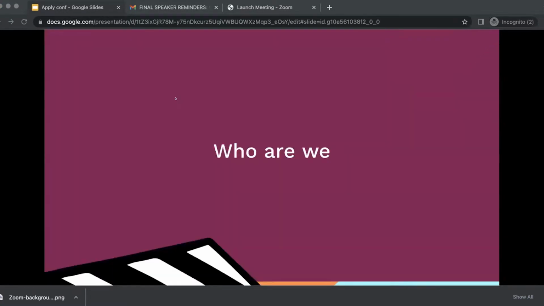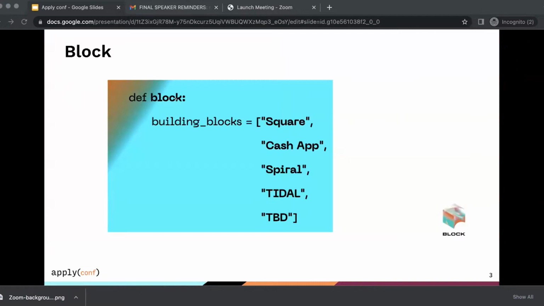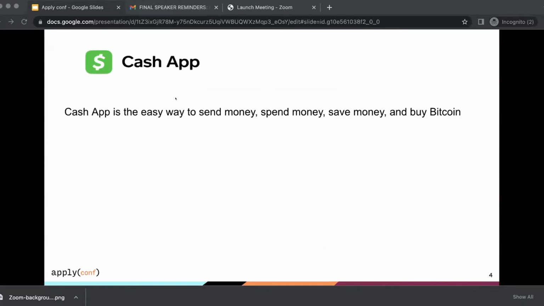Before we jump into the technical stuff, I just want to quickly introduce our company. Block is a fintech company with multiple business units like Square and CashApp. I have listed all of them here. CashApp particularly focuses on making it easy to send, spend, and save money, and also buy Bitcoin. And I also want to give a shout out to the previous speaker, Daniele, who used to work at CashApp a while ago.